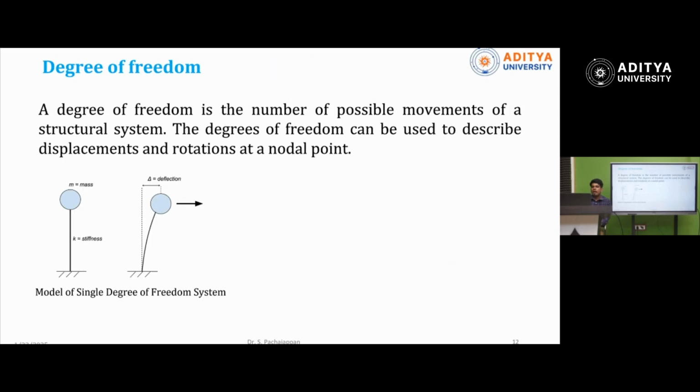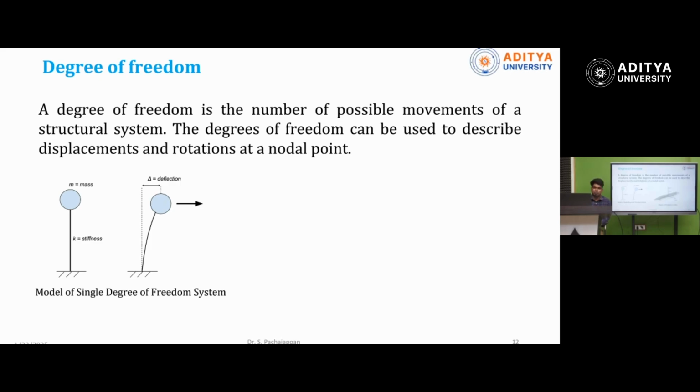Let's see, we have a mathematical model of a single degree of freedom. The mass is lumped, so it is only subjected to lateral displacement. If you supply a lateral push in any direction, the displacement will be the same. So it is considered a single degree of freedom system because it gives only one displacement.